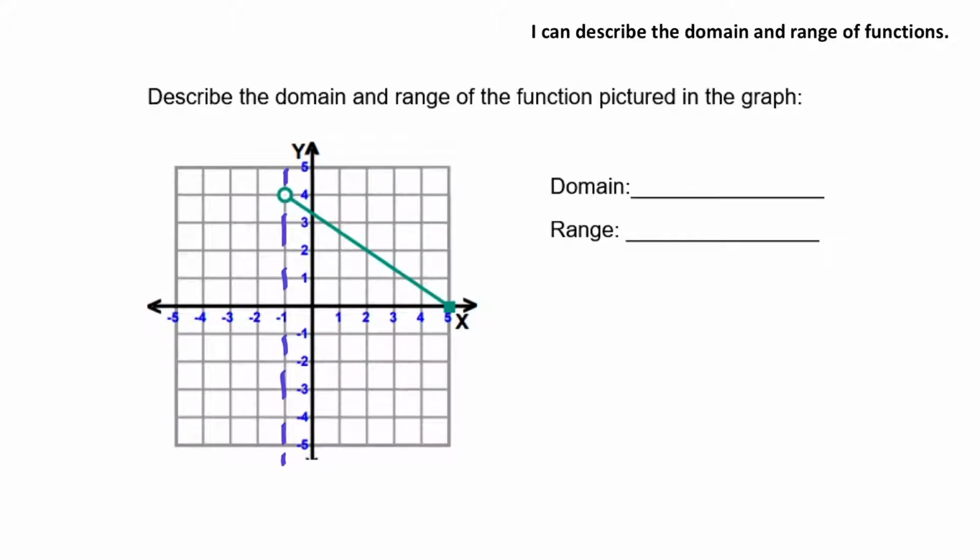And that's my leftmost value. Here is my rightmost value. So I'm going to start off at -1. I have an open circle at -1, so I'm going to write less than. Domain always goes with x. And then I'm going to write my rightmost point, which is 5. I have a filled in circle at 5, so I'm going to write less than or equal to.